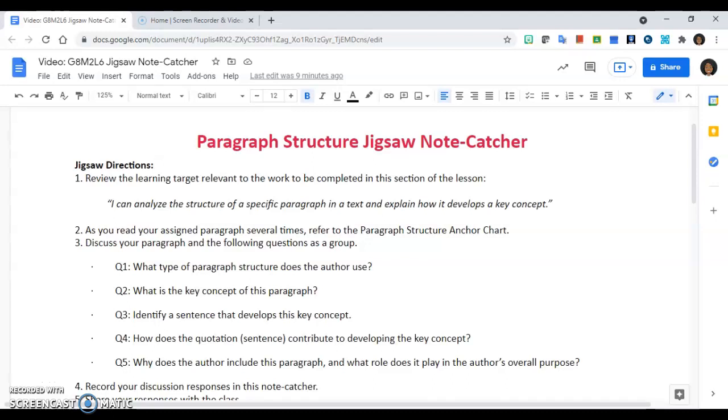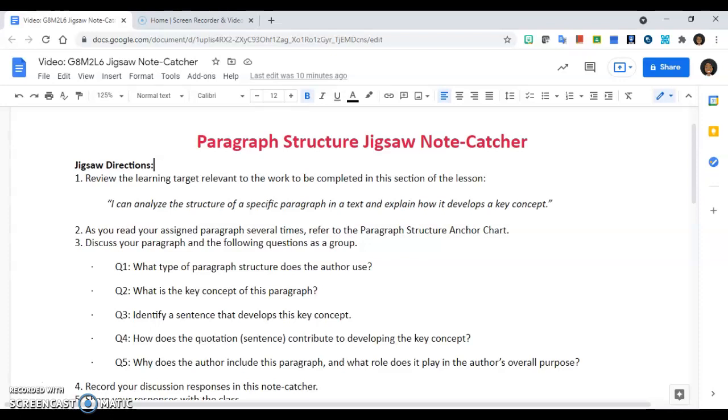Hey yo. So today we are in module 2, unit 1, lesson 6. Either in your workbooks or on your Canvas page, this is going to be work time B. Go ahead and make sure that you have a copy of your paragraph structure jigsaw note catcher. And so we are focused on: I can analyze the structure of a specific paragraph in a text and explain how it develops a key concept.